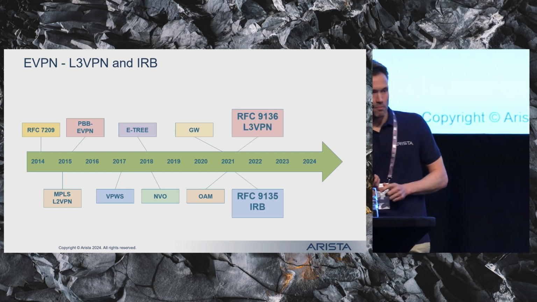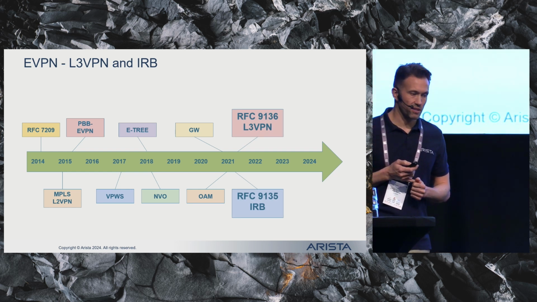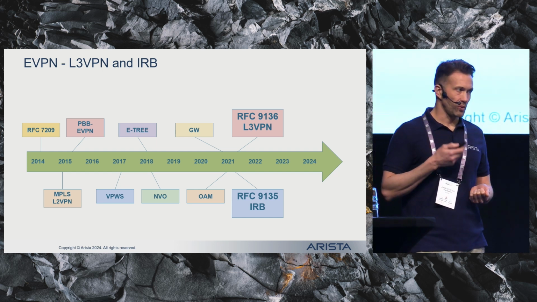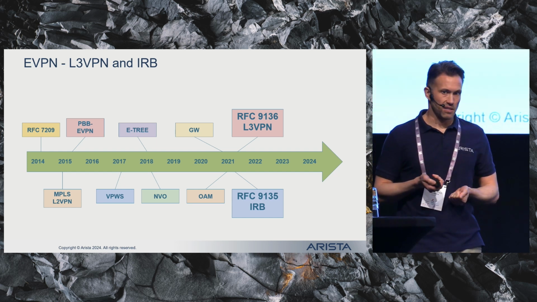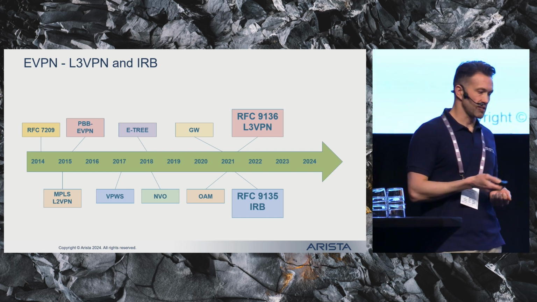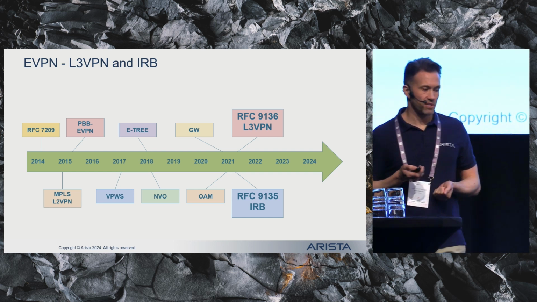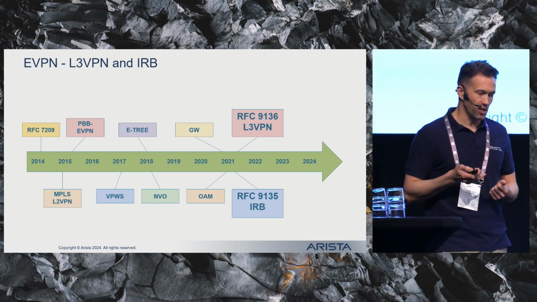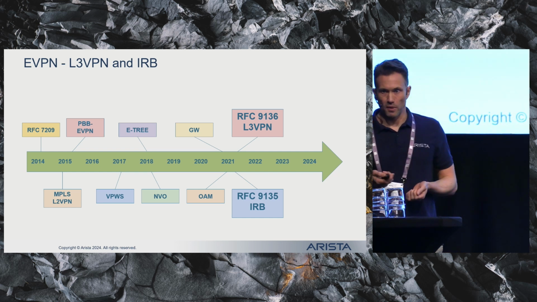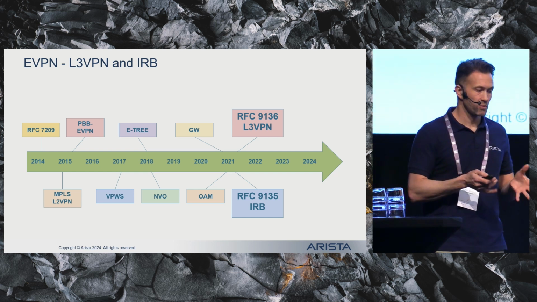The next big enhancement to EVPN was RFC 9136, which was the possibility to advertise layer 3 prefixes, in other words, layer 3 VPNs. And published more or less the same week or month was RFC 9135, which is integrated routing and bridging, which is sort of connected to that, which is about combining routing and switching on the same switch.